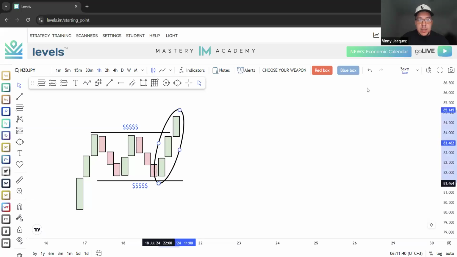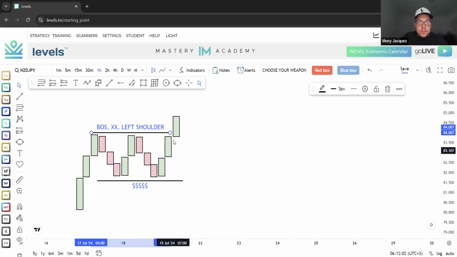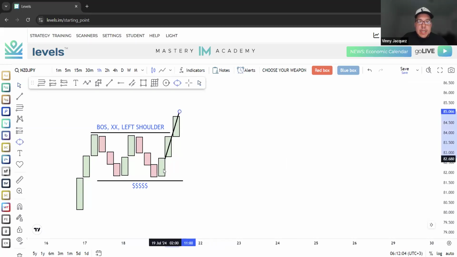So we get the BOS at the upside, right? Let's just go ahead and get this. BOS was taken, or BOS happened, right? Liquidity was taken. I'll just put 2 X's. And this is my left shoulder. Now, in this area, we can see the break of structure. We can see the breakout rally.